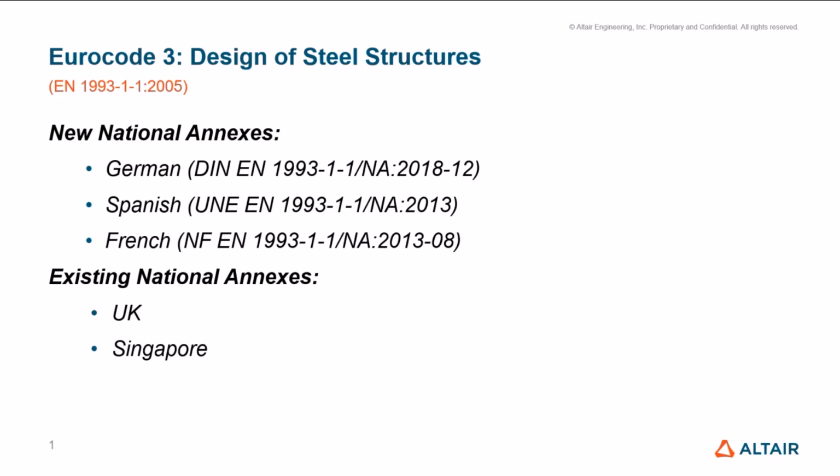Thank you. And so as Moin mentioned, in the upcoming 2025 release of our steel design solutions, STeel and SPAD will allow the engineer to perform the design and code check to a steel structure according to German, Spanish, and French annexes to Eurocode 3 or EC3. And this is in addition to the already supported UK and Singapore annexes.